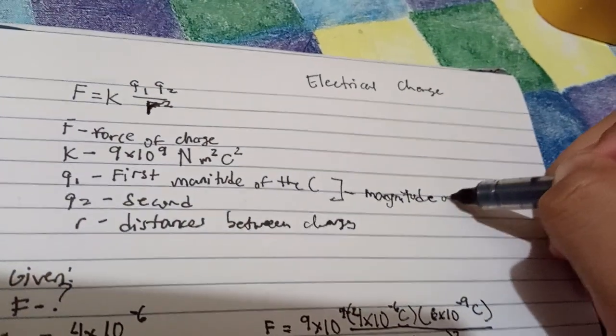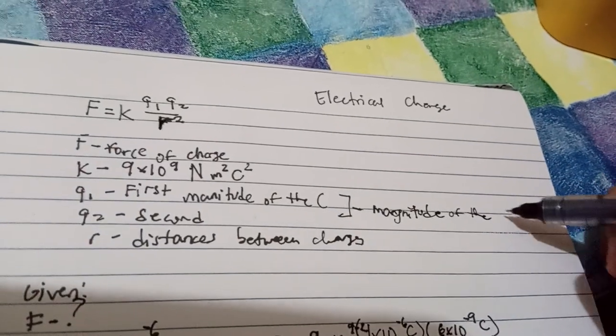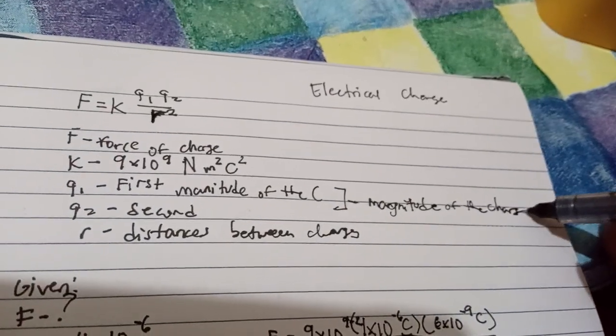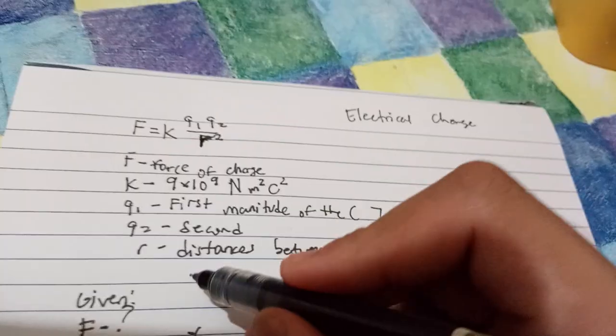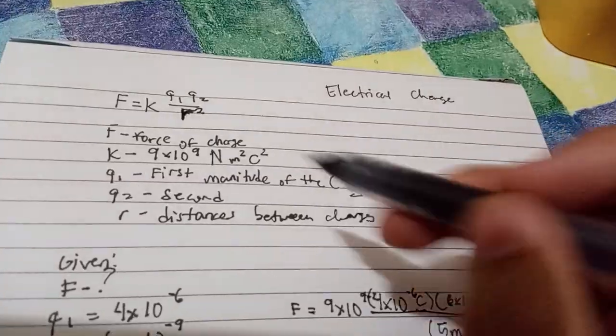Magnitude of the charge. So, R is the distance between the charges. So let's give the given.